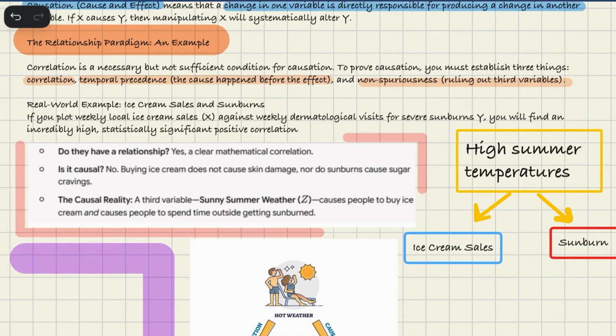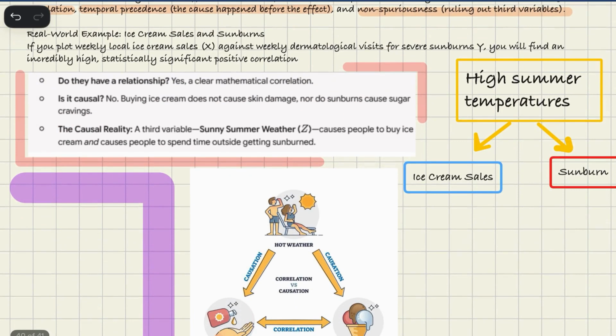And if we talk about non-spuriousness, this is where the theory falls apart. So the question is, does buying an ice cream cone cause your skin to burn? No. Does getting a painful sunburn cause a biological mutation that makes you crave ice cream? Of course not. So the relationship is completely spurious. All right, so buying ice cream does not cause skin damage, nor does the sunburn cause sugar cravings. So what is the causal reality?